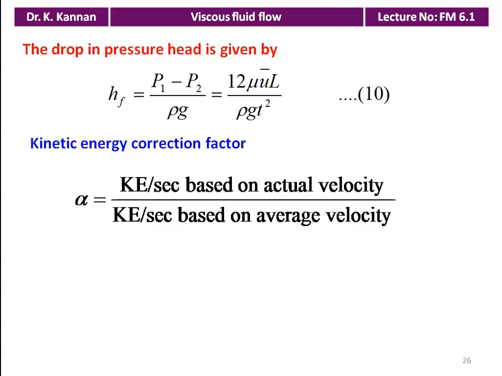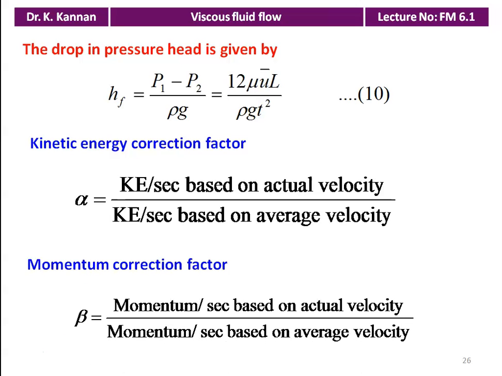And we define the kinetic energy correction factor, so alpha equal to kinetic energy per second based on the actual velocity divided by kinetic energy per second based on the average velocity. And one more parameter, momentum correction factor, so beta equal to momentum per second based on the actual velocity divided by momentum per second based on the average velocity. So these two parameters you just remember, so at a later stage you will be using them.